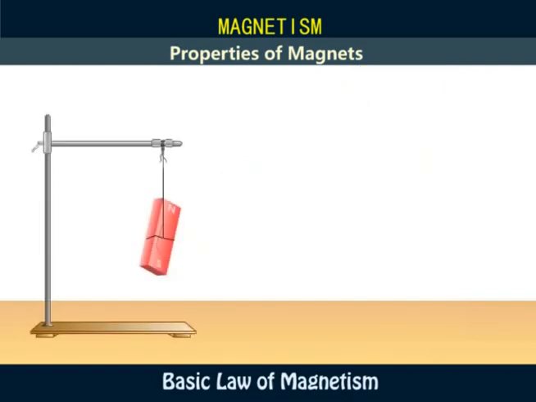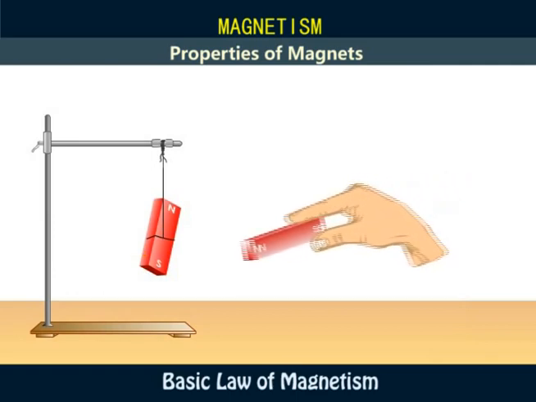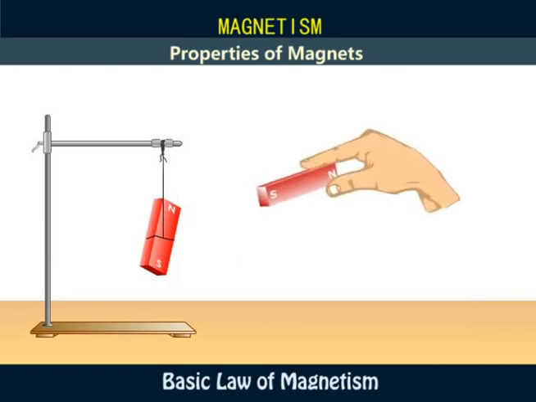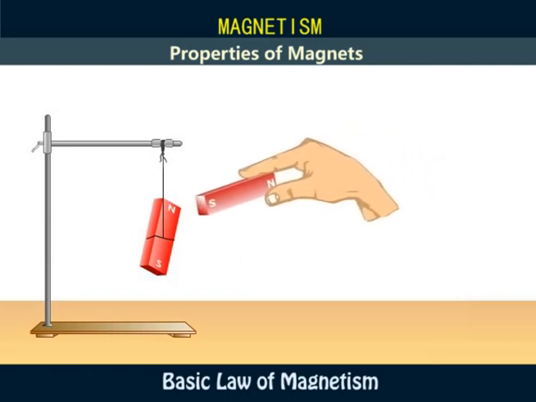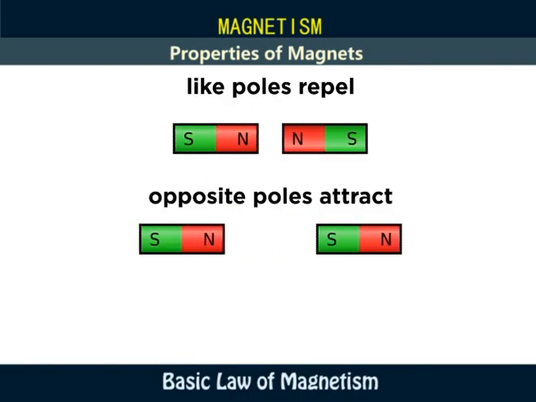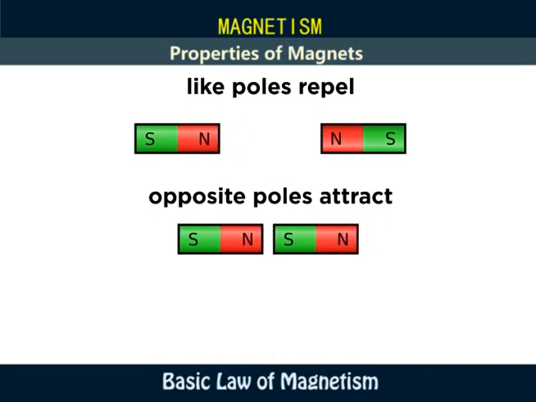How about unlike poles? We bring a north pole near the south pole of the suspended magnet. The poles attract each other. When a south pole is brought near the north pole of the suspended magnet, the poles attract each other as well. This means unlike poles attract each other. This is the basic law of magnetism. Unlike poles attract, like poles repel one another.